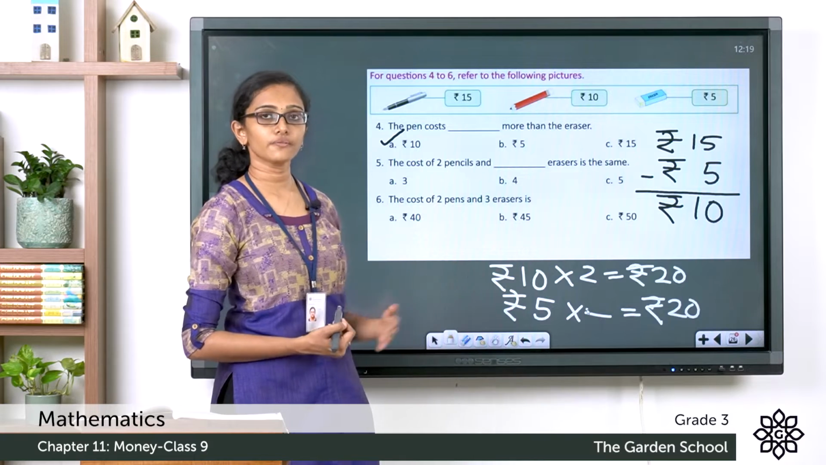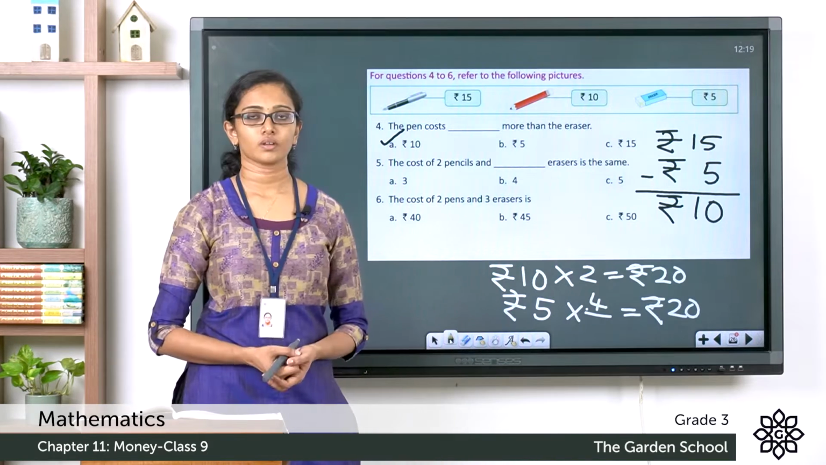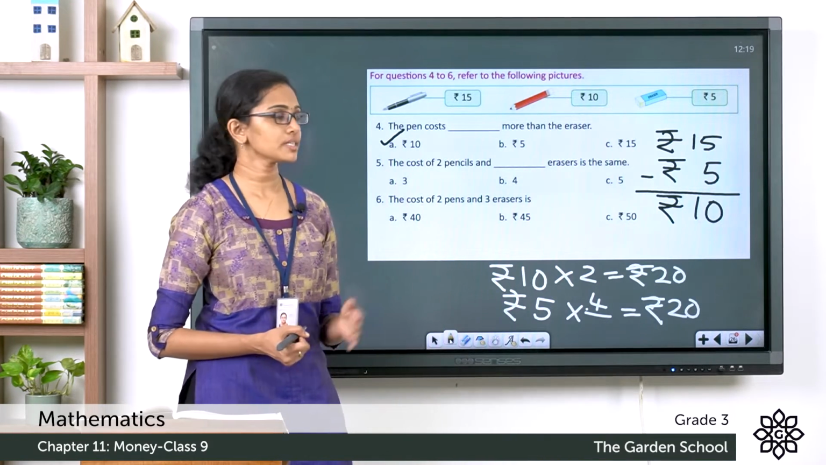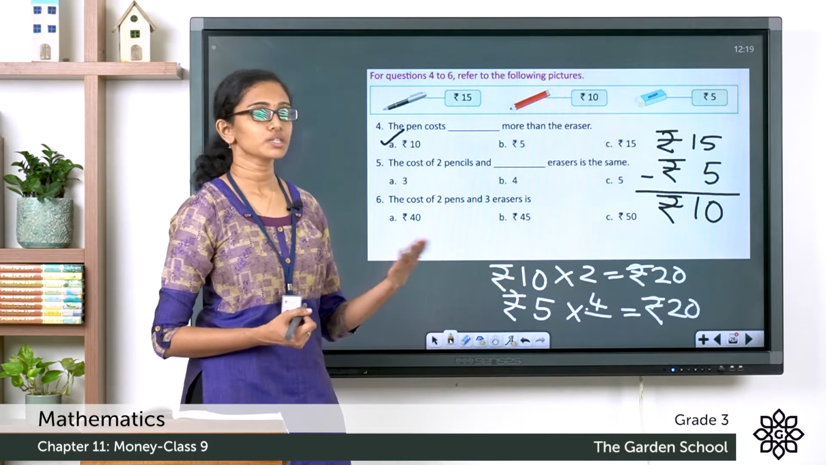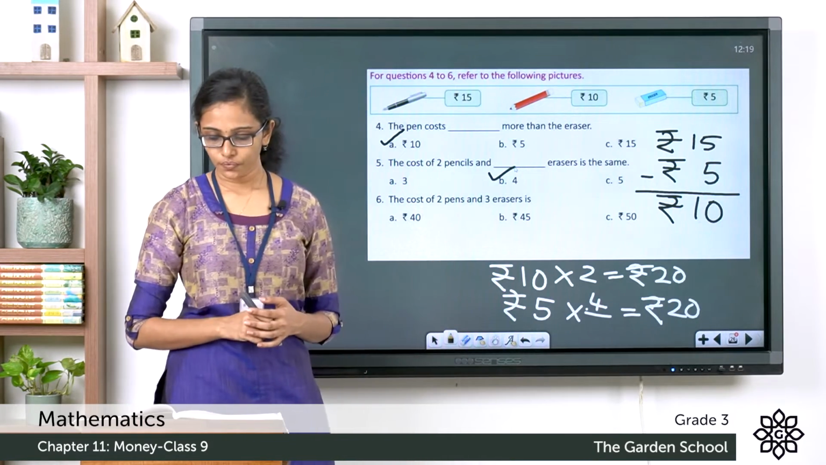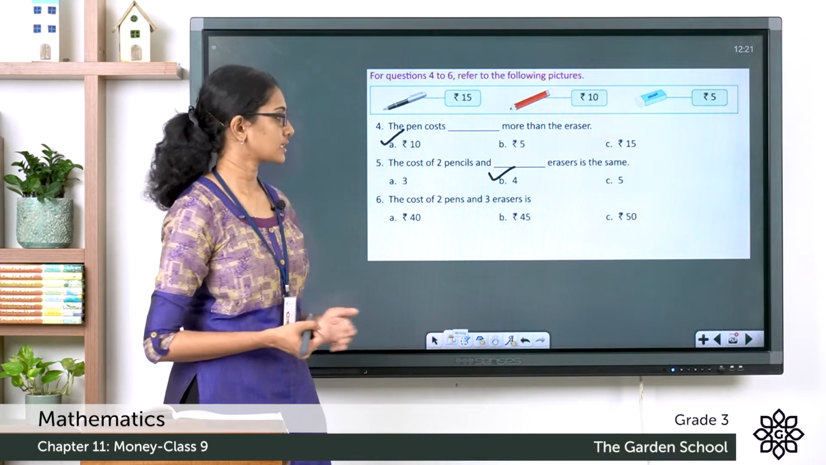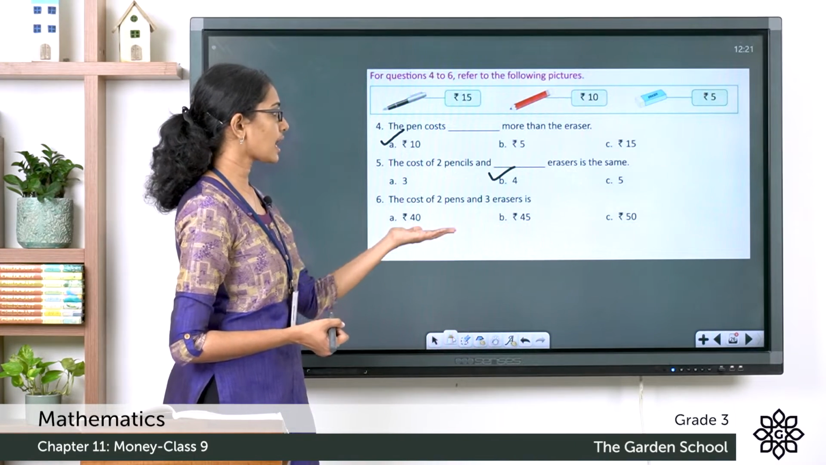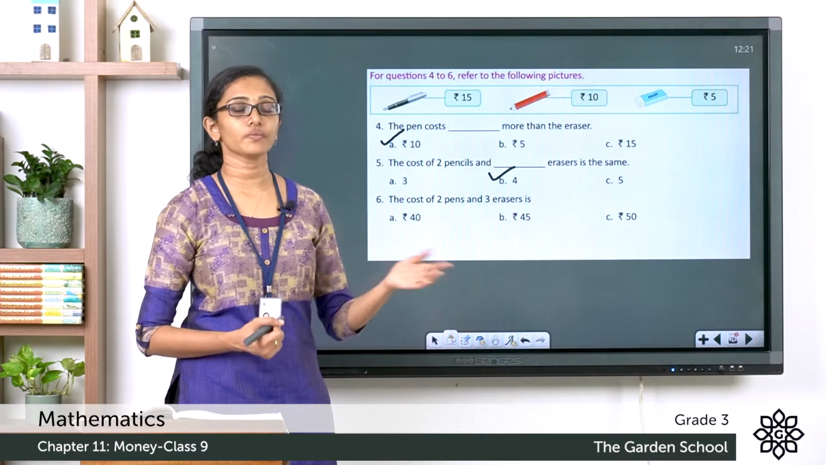We know 5 fours are 20. So 4 erasers will cost you a total of 20 rupees. So the correct choice here is choice B, 4. Now the sixth question. The cost of 2 pens and 3 erasers is. How do we find this?